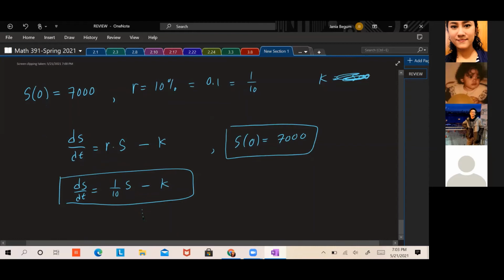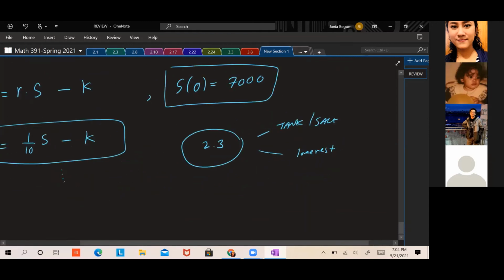Any questions? So in these kinds of problems, we don't use the C e to the rt. Well, you have to modify that because we have a K in the picture. If you remember when we studied, I believe this was 2.3. Yeah, it's 2.3. So if you look up your notes on 2.3, we did two types of applications. We did tank, the salt, and then we did interest. So for interest, we again broke it into two scenarios.